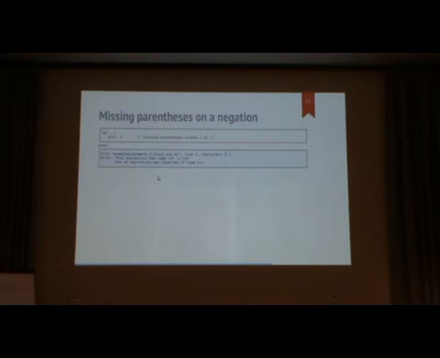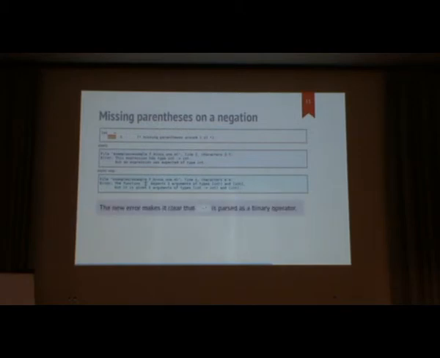The same applies to missing parentheses around -1. Before, you get an error saying that the function is not of type int. Okay, very confusing. But now the new error says minus expects two arguments of type int and int, and it's very clear that minus has been parsed as a binary operation and not a unary one as you wanted.